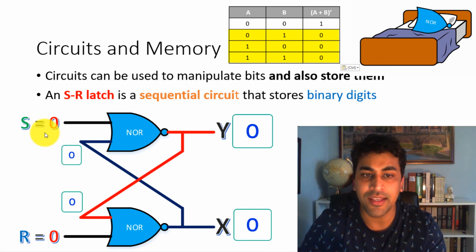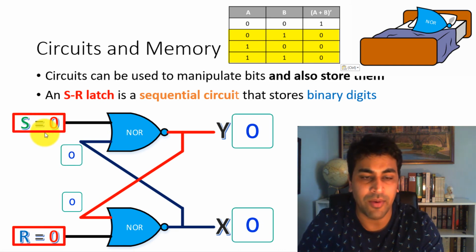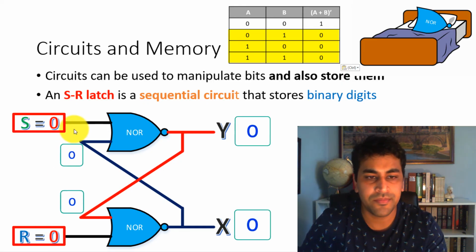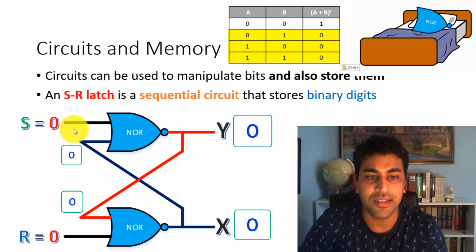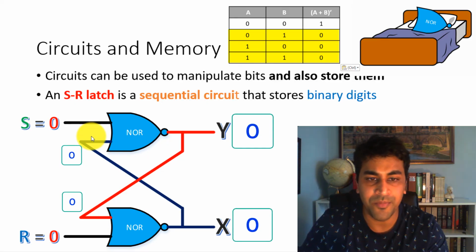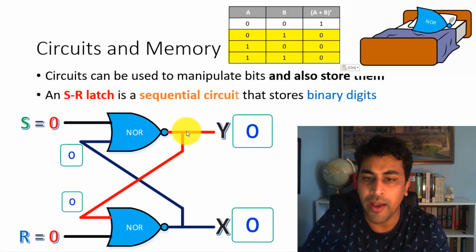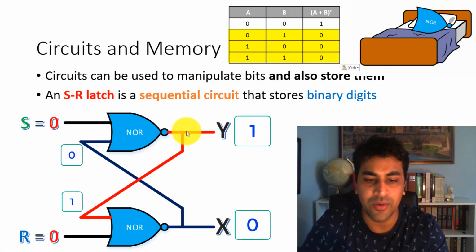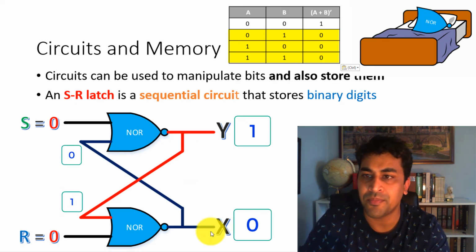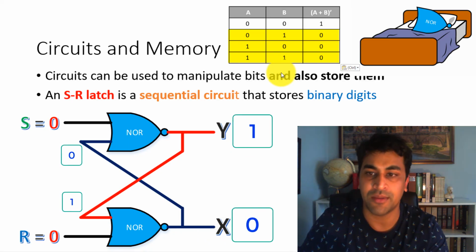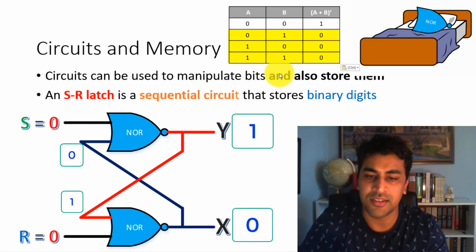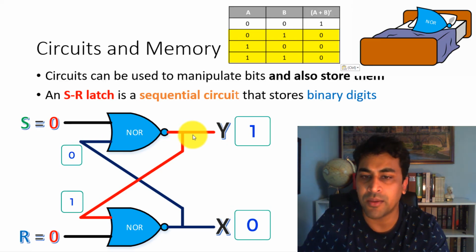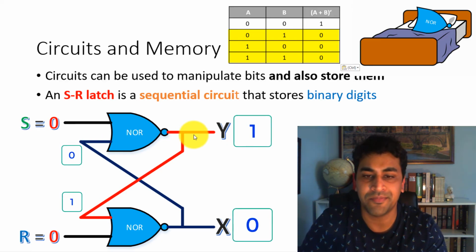If we then go to the rest state after the forbidden state, our S will be set to 0 and our R will be set to 0. This means that since this line is 0 and this line is 0, our Y will be a 1. The 1 will then go through this line with this 0 into this NOR gate, and out would come a 0 according to the truth table. The 0 will then go back to this NOR gate, and out would come a 1 as expected.